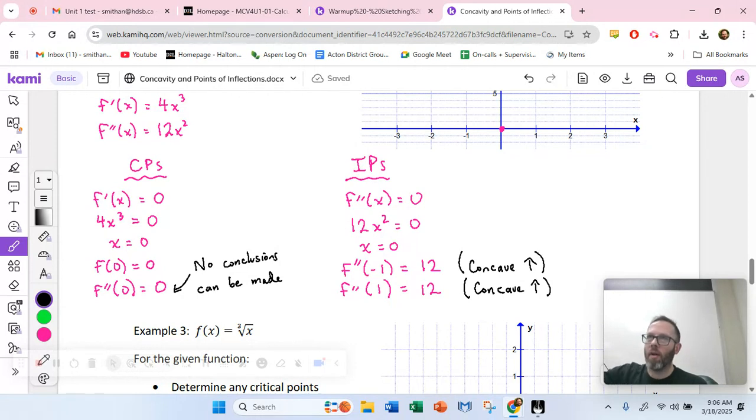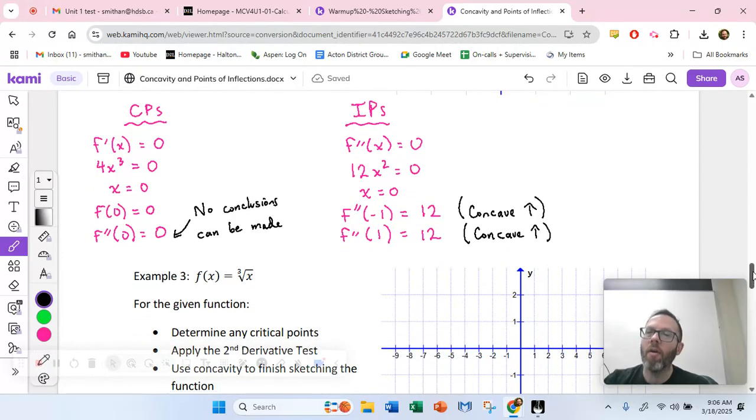So does anyone want to volunteer? What do we now know about this? Is it a local min, a local max, or an inflection point if it's concave up on both sides? Zane? It's a local min, exactly.